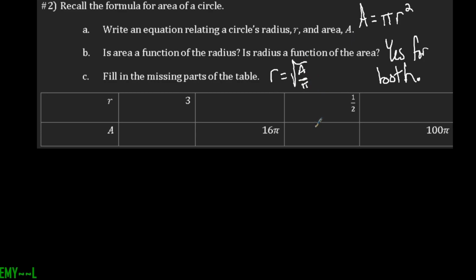And then for part C, it says fill in the missing parts of the table. So we're saying if we have a radius that's 3, our area is going to be 9 pi. If we have an area that's 16 pi, we can take the square root of 16, which will be 4. If we have a radius that's 1/2, we're going to have to square both the numerator and the denominator. So we're going to say 1/4 times pi. And then for the last one, the square root of 100 is just 10. So notice how each of those values matches up with one another.